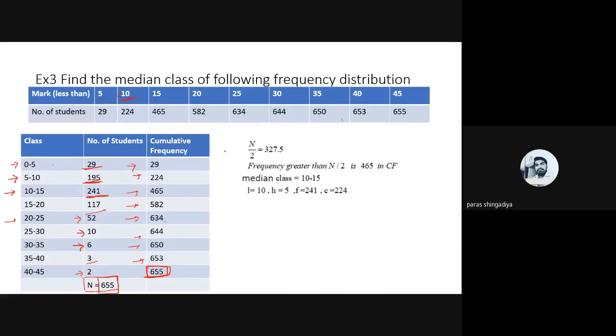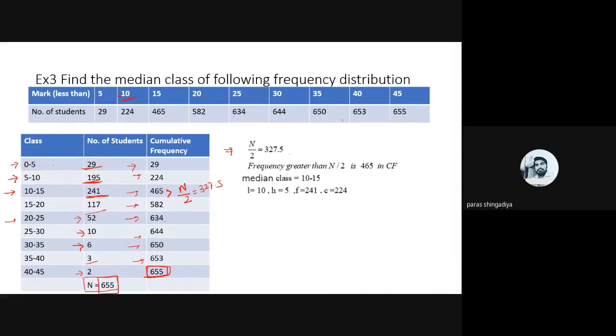Now check n by 2. So n by 2 will be 655 divided by 2, which is 327.5. Now we check the CF values. Which value is just greater than n by 2? It is 465, which is just greater than n by 2. Clear? Here n by 2 is 327.5, and the CF just greater than n by 2 is 465.